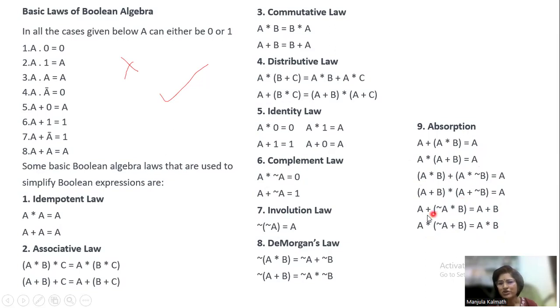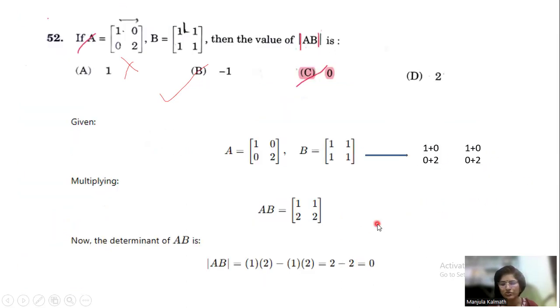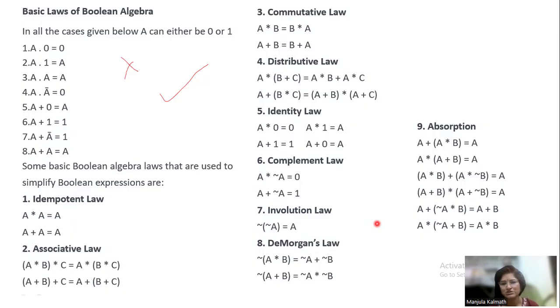For example, here we have A plus negation of A into A plus B. A plus negation of A is 1. 1 into A plus B means A plus B itself. That is what comes. In this way, we can go for the simplification. So if we know the basic laws, these formulas, we just have to implement them for the further formulas. This table, the list of formulas, is very, very important.